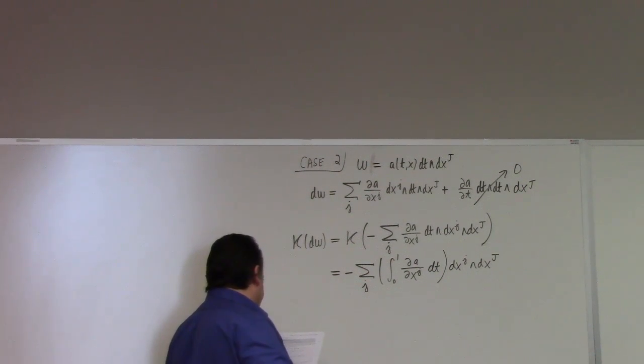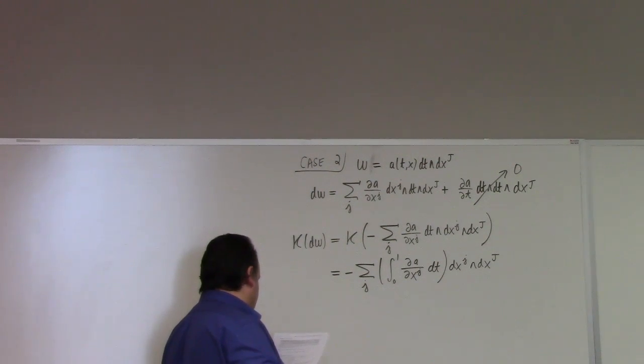All right. And I seem to have switched from j to i, midpoint, mid-calculation here. Oops. All right, fine. So that is it. That's it for k of d omega.